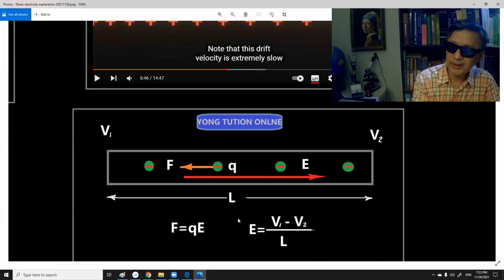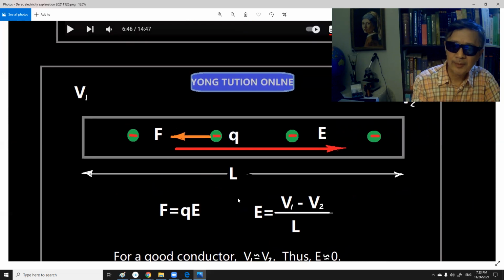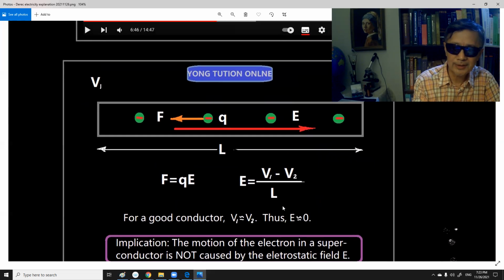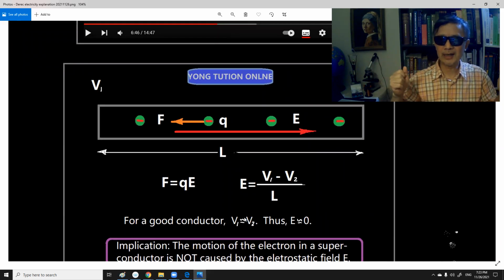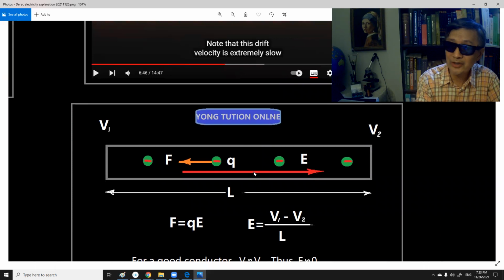And in the first place, if this part represents the conductor, a good conductor, copper is not bad, then we would expect that the electric field should be very small. Why? Because when you use a good conductor, the electrical potential difference at the two ends must be very small, because the resistivity is very small. So you can argue that the force acting on that particular electron can be represented by this one. For a good conductor, the potentials at both ends are approximately the same, so we would expect the electrical field to be very close to zero, not as strong as that.